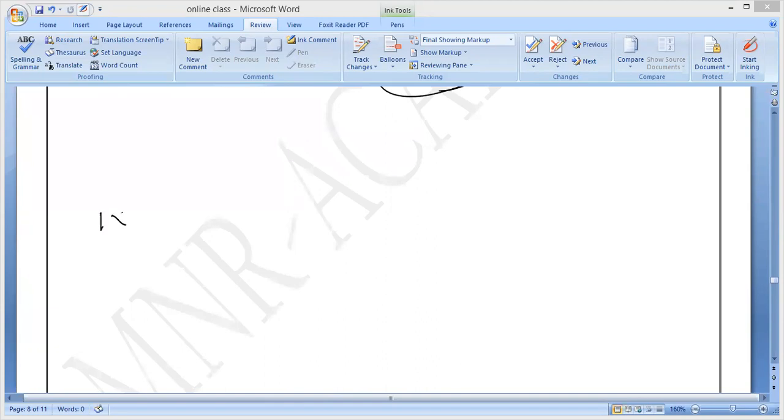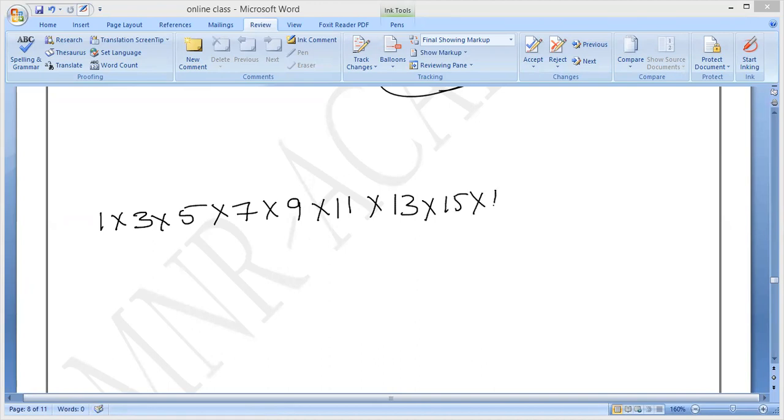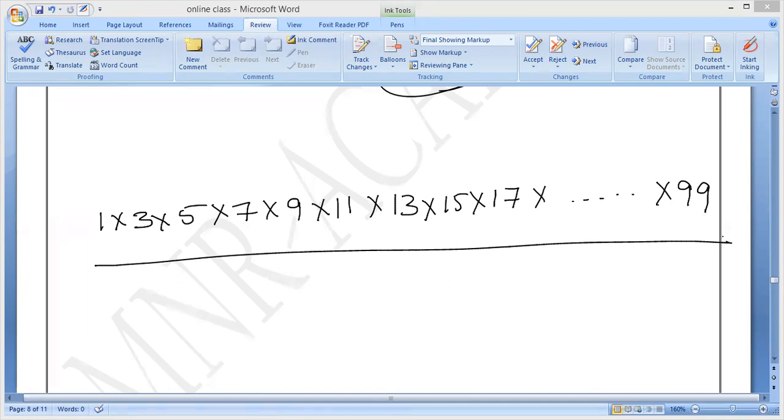Next question. 1 into 3 into 5 into 7 into 9 into 11 into 13 into 15 into 17 and so on up to 99. Find the number of zeros at the end of the product. Let me see your answers. 2 zeros, 2 zeros. Any other answers?